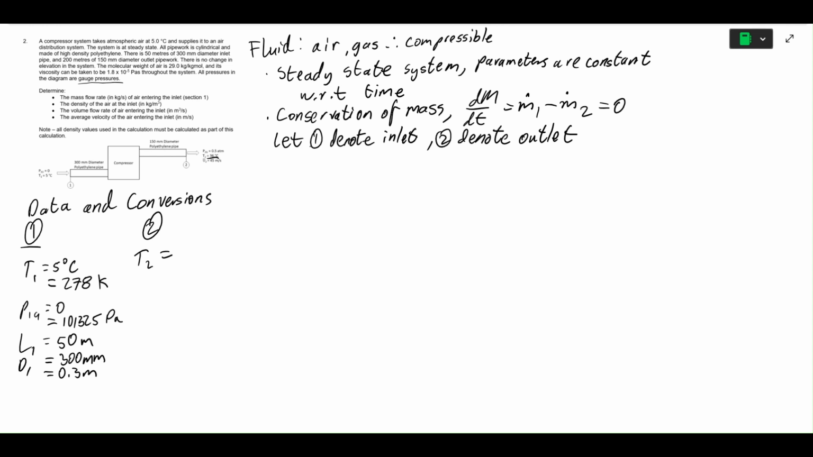T2, as stated here, is 36 degrees Celsius, which is 309 Kelvin. The gauge pressure is equal to 0.5 relative to this 0, so that means it is 1.5 times atmospheric pressure. So 1.5 times 101,000.